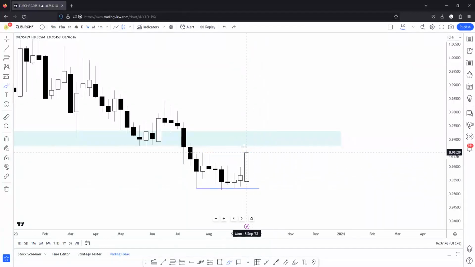So again, two scenarios. Price could just go right through it to test this monthly zone. That's one, or it could reverse on the lower time frame, right? So a lot of it depends on the lower time frame. But this is where we are right now on the weekly.